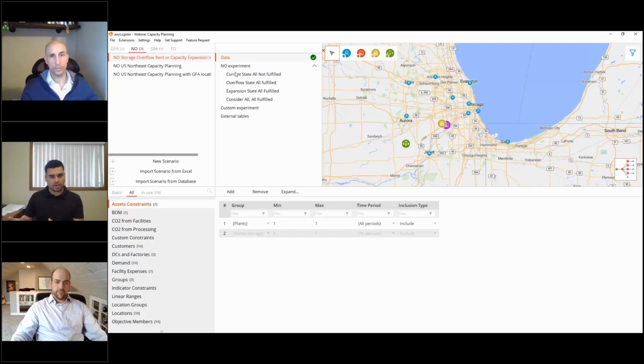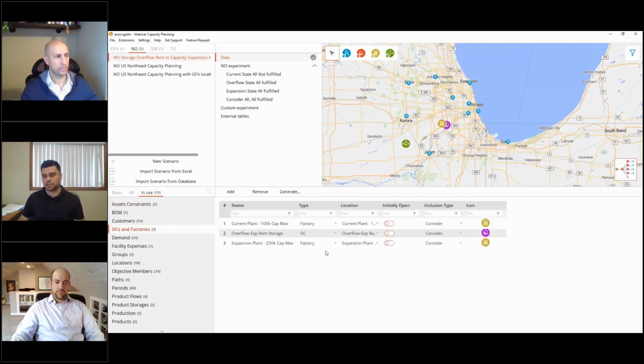We still have that 100,000 capacity storage. We want to make sure we have enough storage for the Chicagoland area as well. So what we're going to do here is make sure I exclude my asset constraints first. Exclude that out. And I'm going to take a look at our storage. We do have 100K there. I'm certain of that. So let me set our DCs and factories and make sure that I only include the current state and exclude everything else.